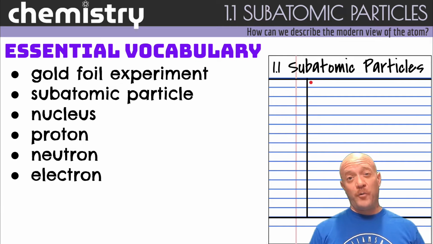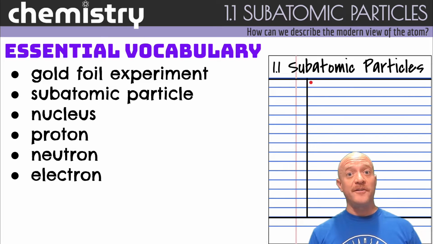Hey, this is the video for 1.1, Subatomic Particles. So go ahead and set up a new entry in your Cornell notes. Remember to start a new page for this video. Check out the essential vocabulary. Today we will be discussing the gold foil experiment, subatomic particle, nucleus, proton, neutron, and electron.